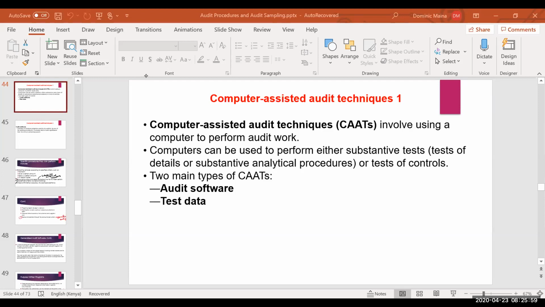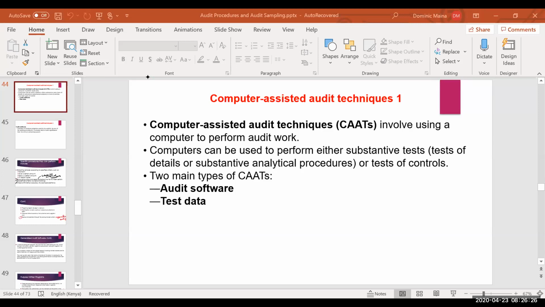Any instance where as an auditor you will be using computer in any procedure, be it to help you determine the substantive audit procedure to apply in a given area, or to do some mathematical calculation, or confirmation. In whatever instance you use computer to help you out during the audit process, that's what we refer to as the CATs.